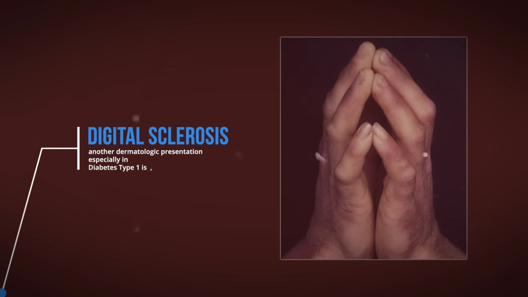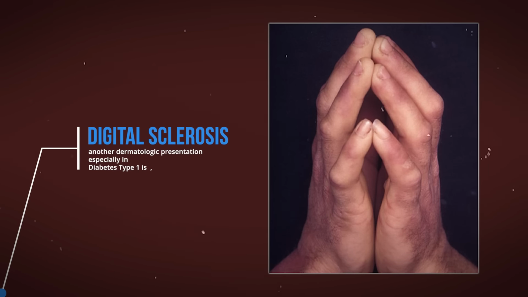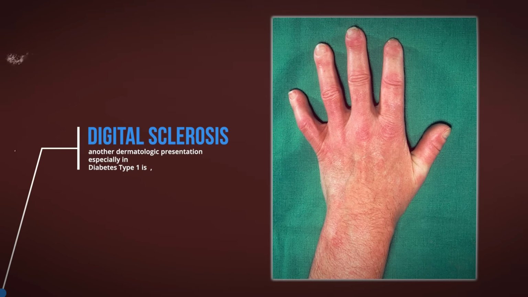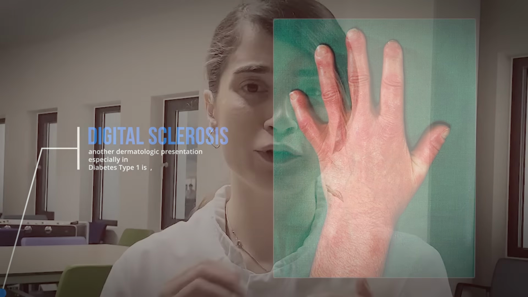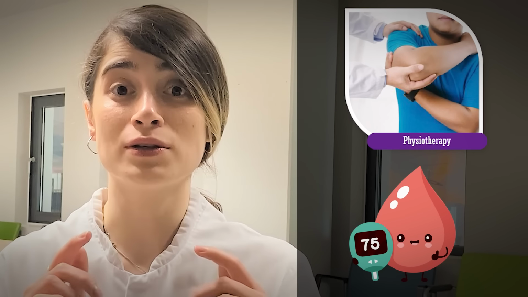Another dermatologic presentation, especially in diabetes type 1, is digital sclerosis. It starts with tight, thick, and waxy skin on your fingers and can cause your fingers to become stiff and hard to move. If blood sugar levels remain high, digital sclerosis can cause your skin to become harder and thicker, and it can also spread throughout your body. And what can be done about digital sclerosis? Again, bringing your blood sugar level down is the best way to control digital sclerosis, and sometimes physiotherapy is needed in order to increase the range of motion in your affected joints.